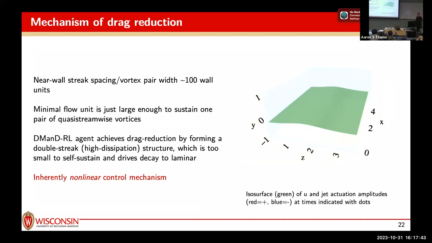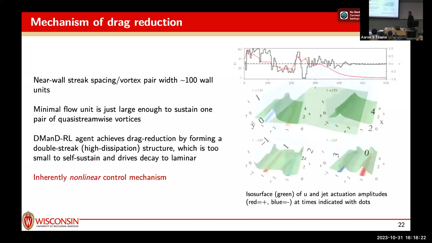So what this algorithm has learned to do is drive the state into a part of state space where the turbulence is no longer self-sustaining. And then it'll naturally go to laminar. And so, you know, we thought this was just really cool that it came up with this clever scheme of exploiting nonlinearity to drive the flow to laminarize. So that was a really nice outcome of this from the physical point of view. This isn't what we were expecting, but it's quite physically interpretable in terms of just the length scales that are self-sustaining in the minimal channel here.